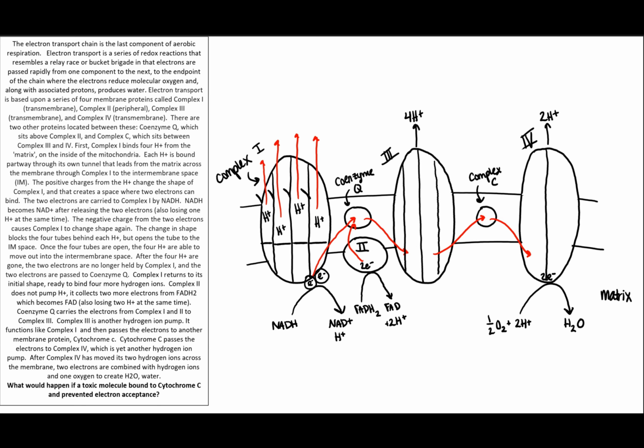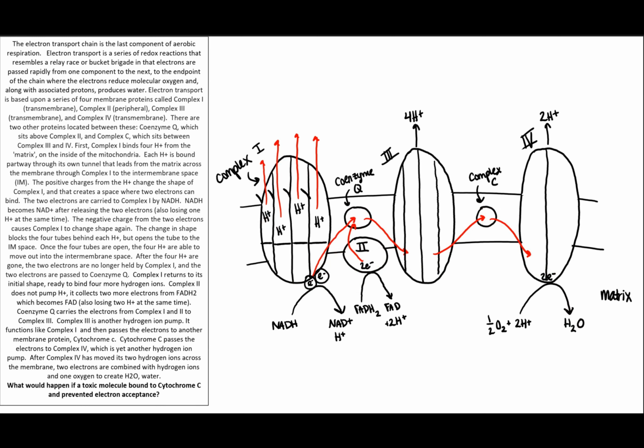The question for this passage is what would happen if a toxic molecule bound to cytochrome C and prevented electron acceptance. We'll start with the drawing we made previously about the electron transport chain. In our old drawing, electrons are transferred from complex 1 and 2 to coenzyme Q. From there, the electrons are transferred to complex 3 and then to cytochrome C. And finally, they are used to make water in complex 4.